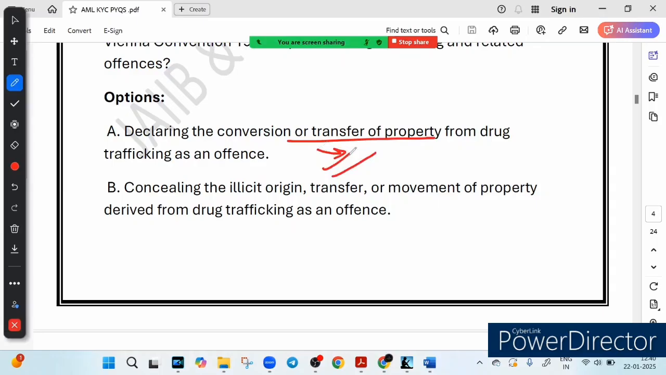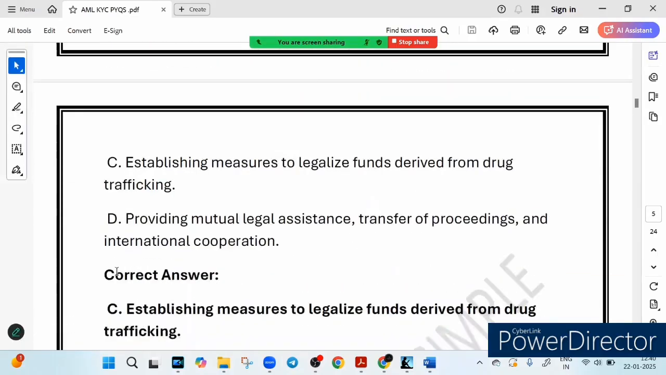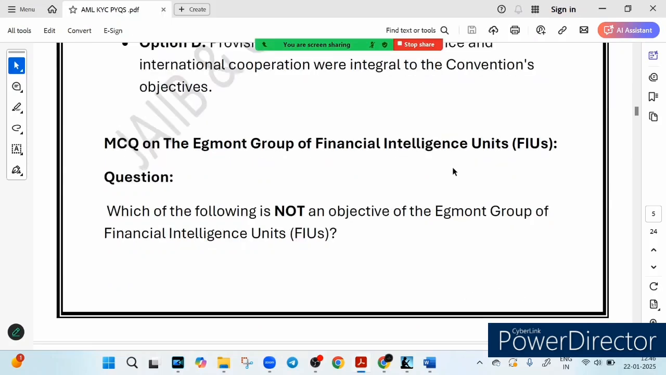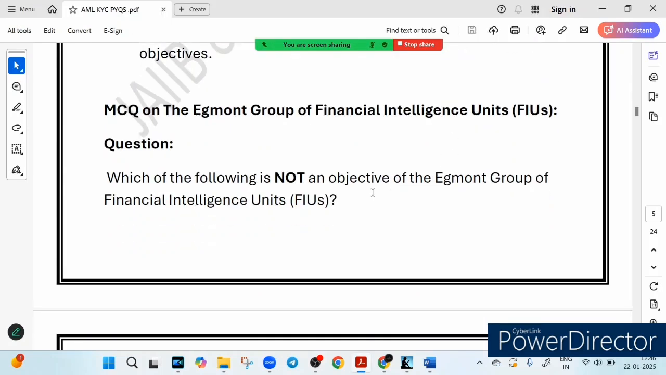Then concealing illicit origin or movement of funds, it is also mandated. Then legalizing funds from drug trafficking, absolutely not allowed. How can you legalize? Suppose the funds you are getting are from drug trafficking, how can you legalize that? You can't do that, right? Option D. Now friends, the next question is based on the Egmont Group of Financial Intelligence Unit or FIU.